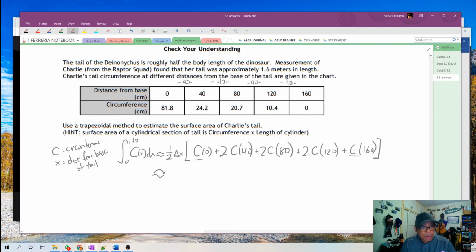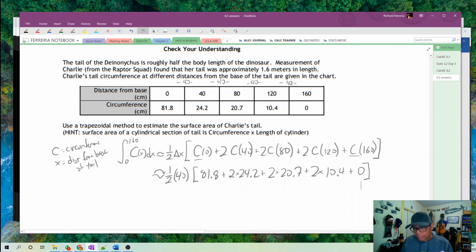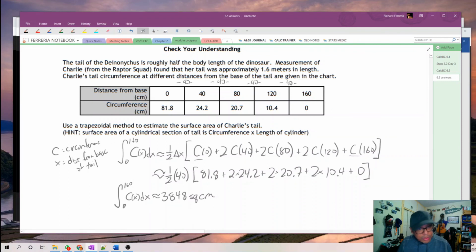Let's substitute numbers now. 1/2 delta x is 40. c0 is 81.8 plus 2 multiplied by 24.2 plus 2 multiplied by 20.7 plus 2 multiplied by 10.4 plus, well, 0. Now it's just calculator work. My calculator says that the integral is going to be 3848 square centimeters. So Charlie's tail has an approximate surface area of 3,848 square centimeters.